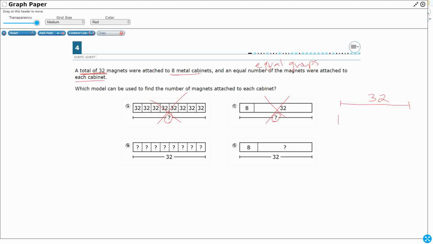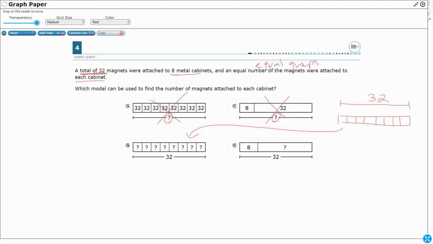So it looks like I'm going to have my 8. So I'm going to draw a big long bar, cut it in half, cut the half in half to make 4s, and then cut each fourth in half to make 8s. So that's what I'm looking for. I need to split my 32 equally into 8 groups. And you see what I'm doing is right there.